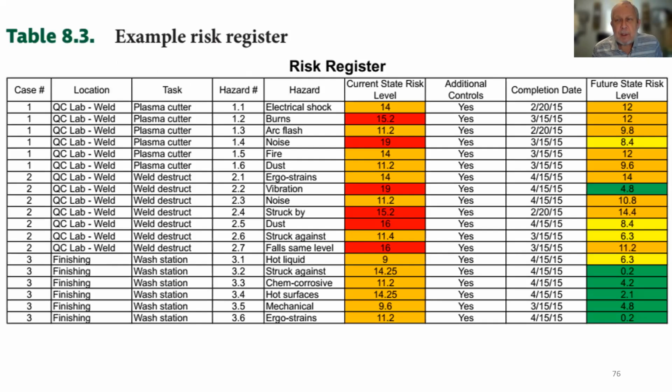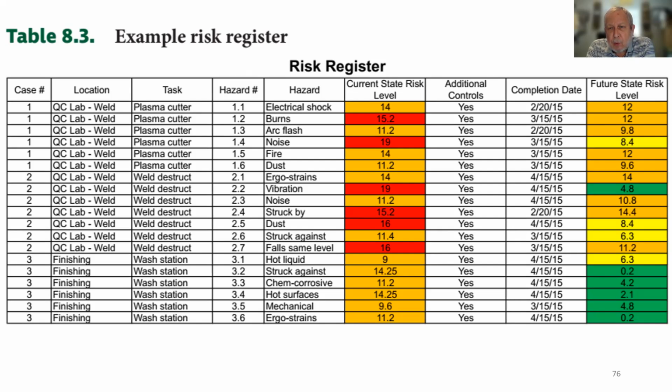This is an example of a risk register. You can see it gives a case number. One is all in the QC lab, weld and the plasma cutter, and it gives you hazard numbers. The first digit corresponds to the case number, and that makes sense, so you know where they're at. Then a pretty short definition of the hazard. And then they give me a current state risk level. And you can look at some of these, they're all in a red or orange.